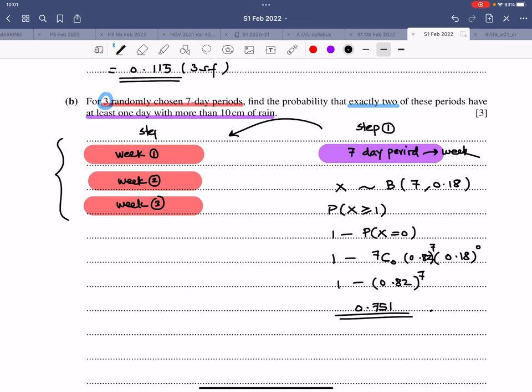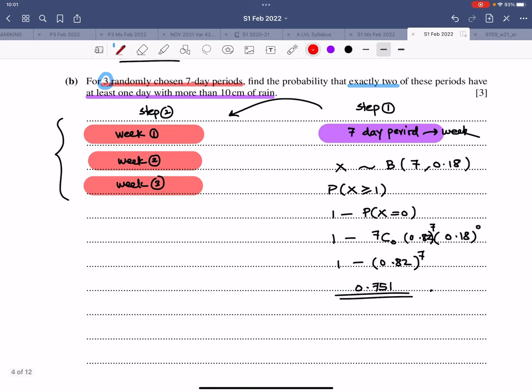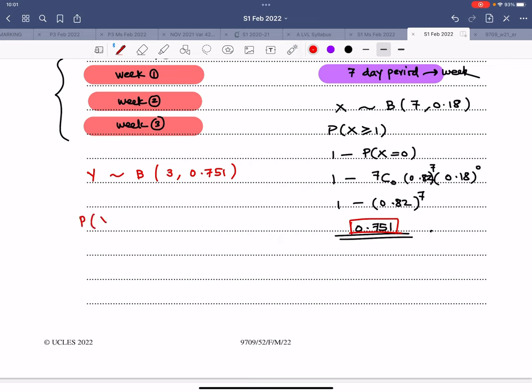So step 2 is, you would say, Y follows another binomial distribution, there are 3 weeks. And probability of success is this thing, that is 0.751. So therefore, this 0.751 is your success. And it says exactly 2. Probability Y equals 2. Therefore, this is 3C2. This is 0.751, and this is 1 minus 0.751. This is raised to power of 2. This is raised to power of 1. And then you evaluate this thing, of course, using a calculator. So the final answer is 0.421. That is the answer for this particular part.